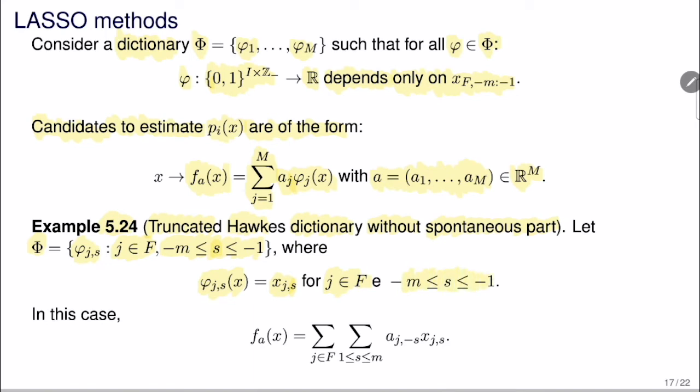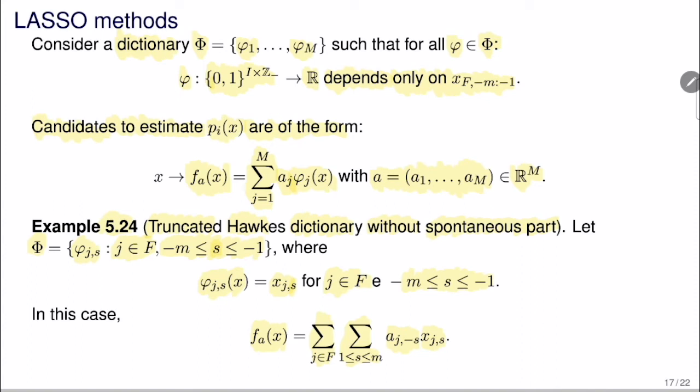And in this case, you can check that the function f_a of x is given by a sum over j in F, sum over s from 1 to m of a_{j,-s} times x_{j,-s}. I hope you can recognize that this looks like the Hawkes model that we considered earlier in this lecture, but now we are summing just over the observed set of neurons, and the time range has size m, and also we don't have here the parameter nu_i, which would correspond to what we call the spontaneous part. So we don't have this, and that's why we call this dictionary truncated Hawkes dictionary without spontaneous part.